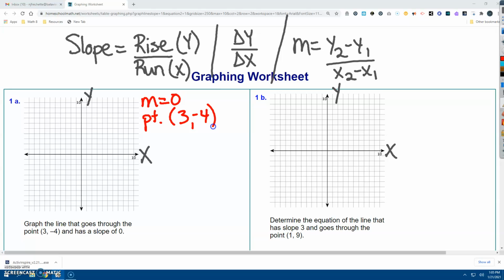So we're going to go over to 3, 1, 2, 3, and then we're going to go down 4, excuse me. 1, 2, 3, 4, and our point's right there. So now that we have that point, our slope is 0. If I'm going to rise and run, I'm going to go up 0 and over 0. So wow, this is a quick one. This one's over. I really don't have to go anywhere.